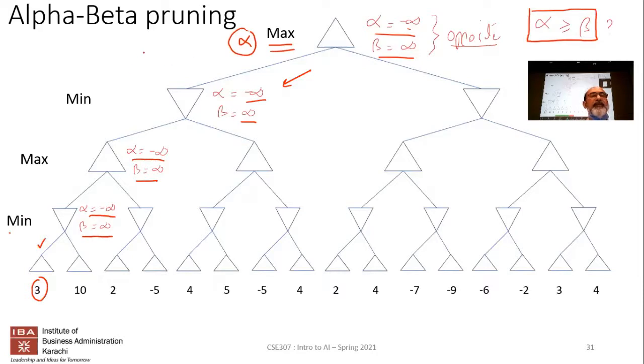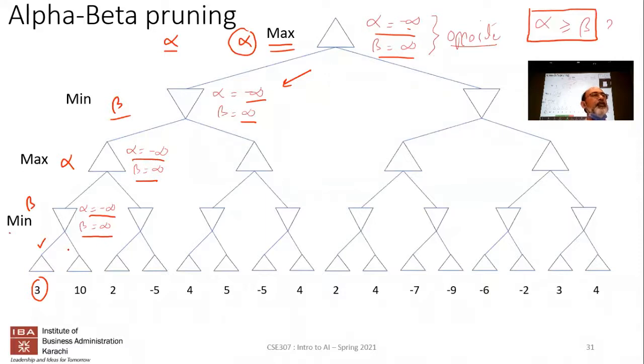Another thing that I forgot to mention is that in each one of these layers, as we go forward, we're going to only change one of these parameters. At the max layer, we're going to change the alpha parameter. In the min layer, we're going to change the beta parameter. So the rules of the game are so far clear.